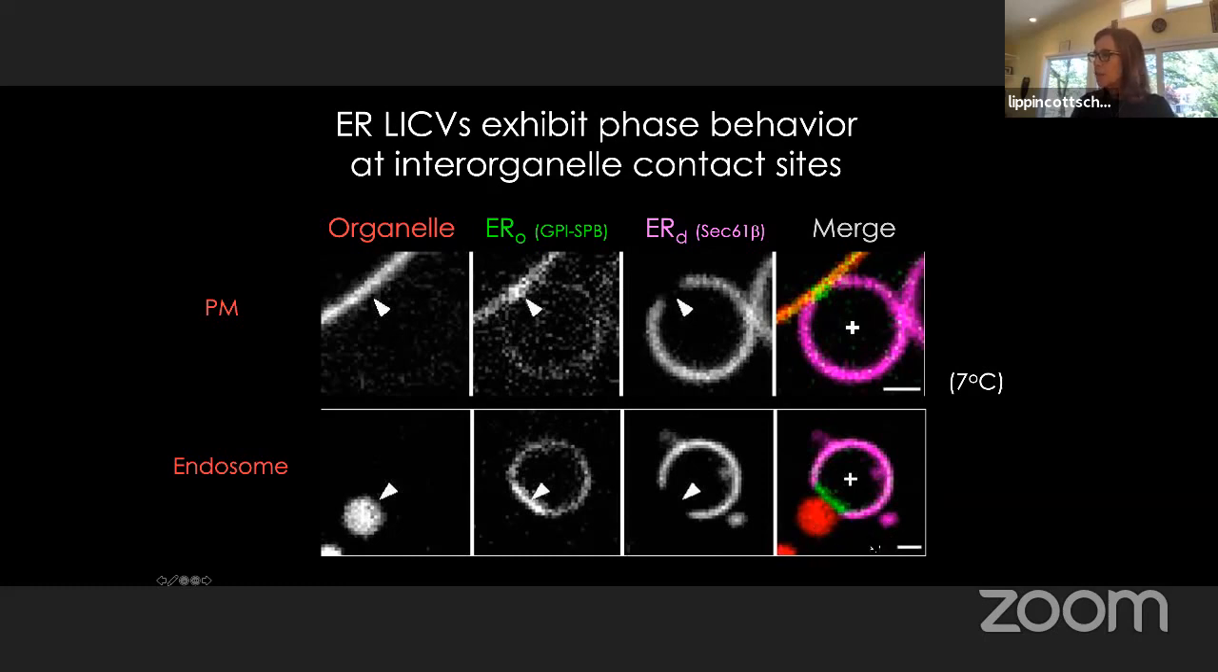And it's very dramatic with the endosome contact. In red is the endosome. This pink here represents Sec61, and this is the GPI anchored protein that's retained within the ER. So you see a beautiful phase segregation at 7 degrees in the swollen cell system. What that's suggesting is that these intraorganelle contact sites that the ER makes are sites of enrichment of lipids that would enable the contact site to have more liquid-like ordered characteristics.